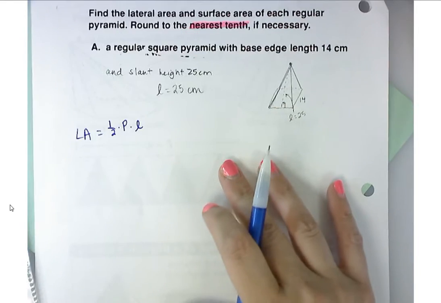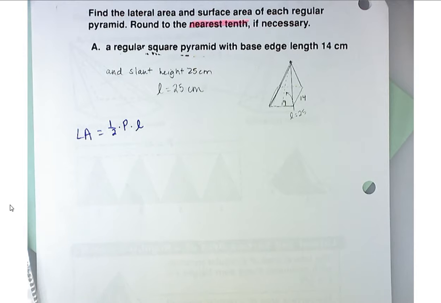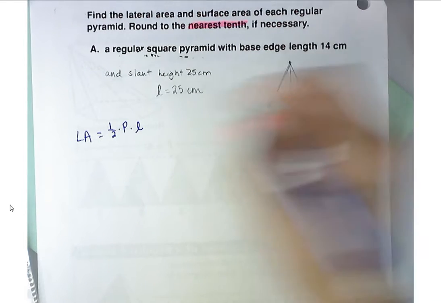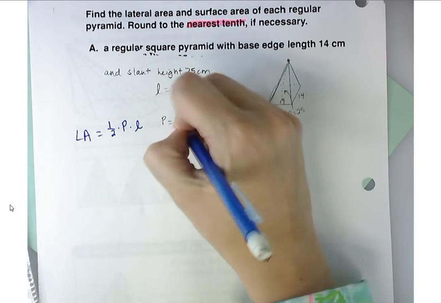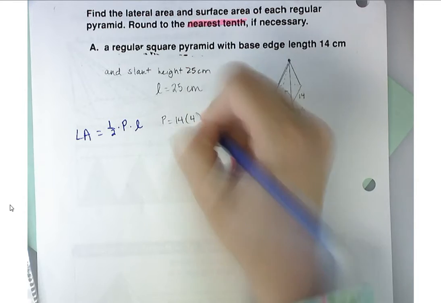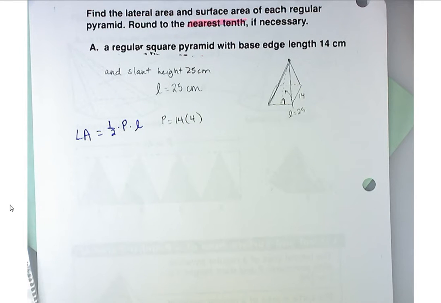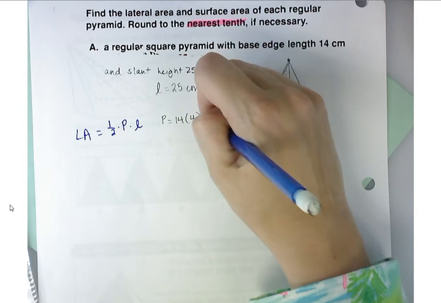Alright, I already know what my slant height is. Now I have to find my perimeter. Grace, how are we going to find the perimeter? By the slant height. Nope, so you're going to... By add 14 times 4. Yeah, good. Okay, so why 14 times 4? Because it's a square, so all sides are equal. Good. So it's going to be a square, so we know all sides are 14. There's 4 of them, so we're going to multiply those together.